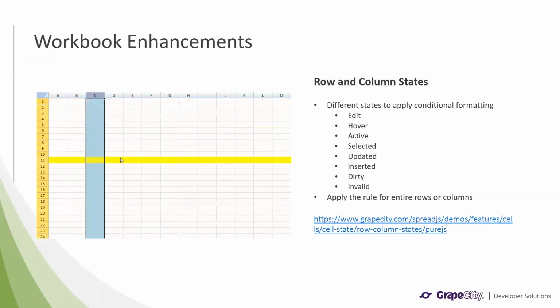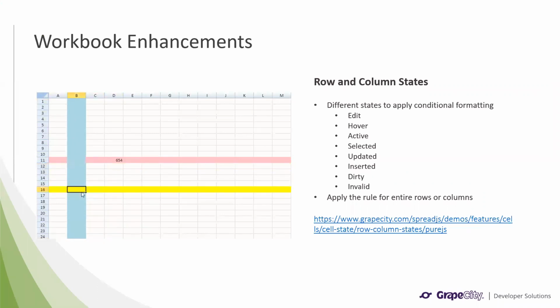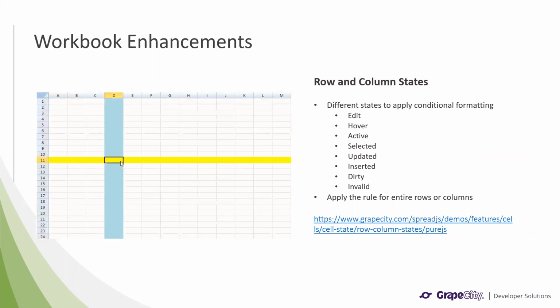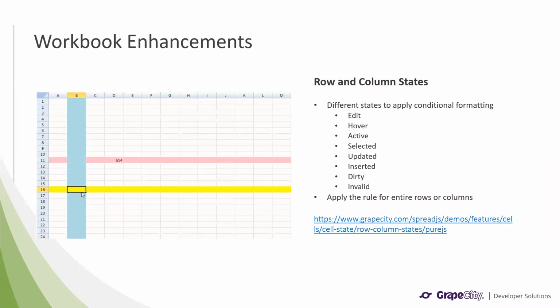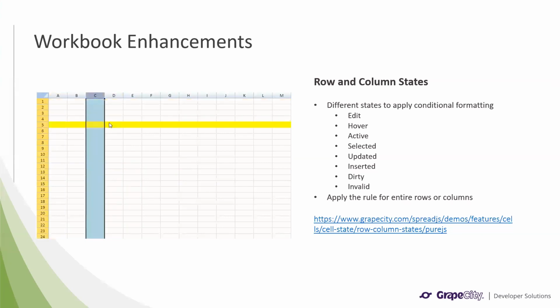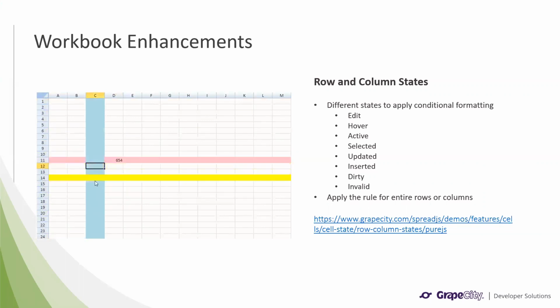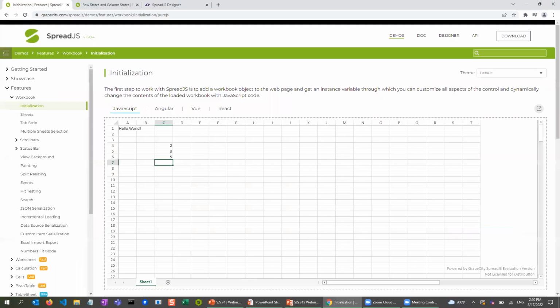Row and column states have been added to SpreadJS, which allow the developer to select different states to apply conditional formatting on entire rows or columns. These states include edit, hover, active, selected, updated, inserted, dirty, and invalid. You can use these states to apply a specific conditional formatting rule using add row state rule or add column state rule, which will apply special formatting on entire rows or columns when certain states are satisfied. And I'll now show you a simple sample of these states.